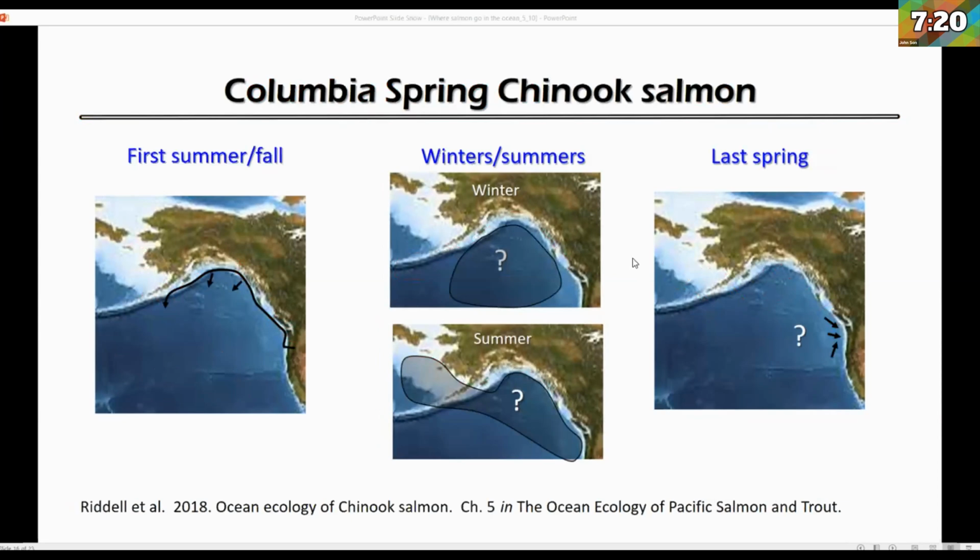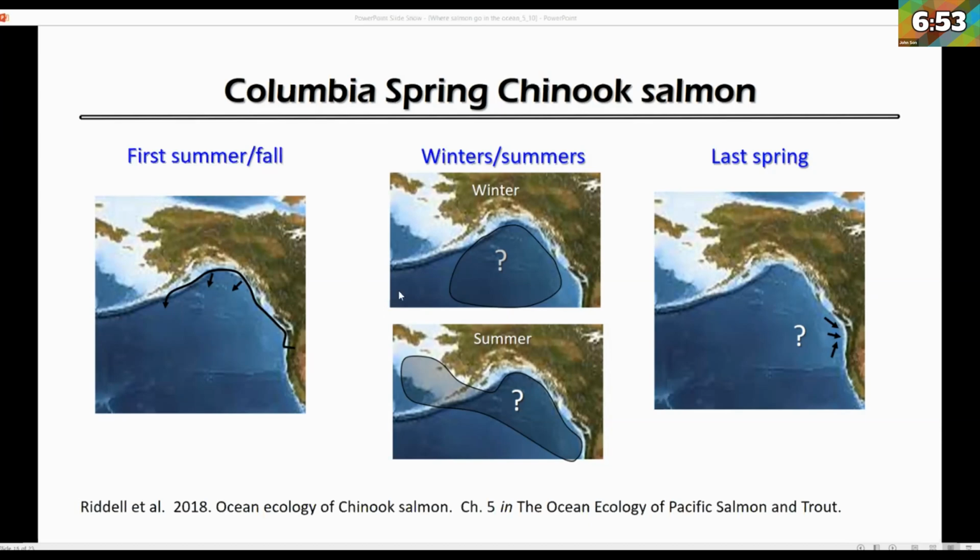For Chinook salmon, I've split the Columbia River spring Chinook out from other populations just because they're fairly unique in that they come out of the Columbia and they just zip north, moving incredibly rapidly. They're up in Southeast Alaska by June, a month after entering marine waters. We're not really sure how far out they go before, at some point, we think they head into the Gulf of Alaska for their first winter in the ocean.